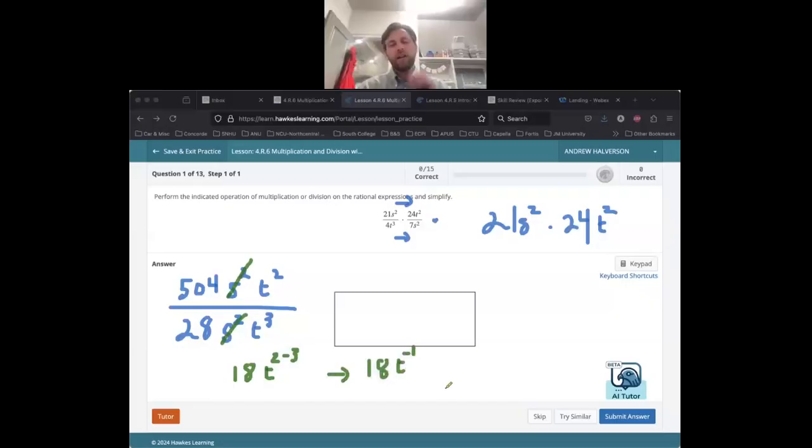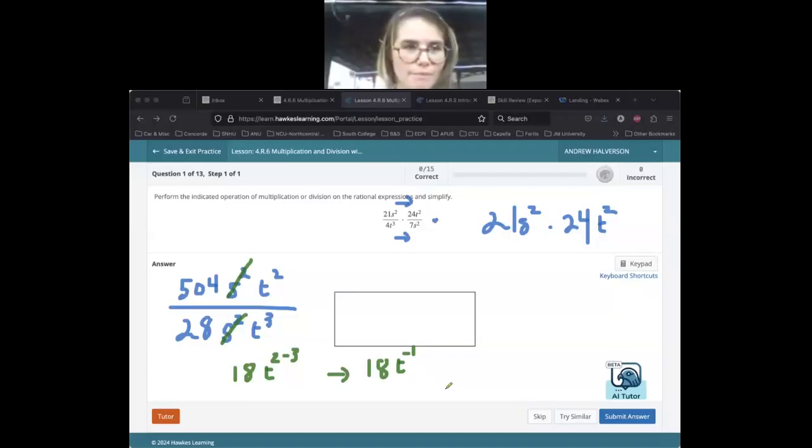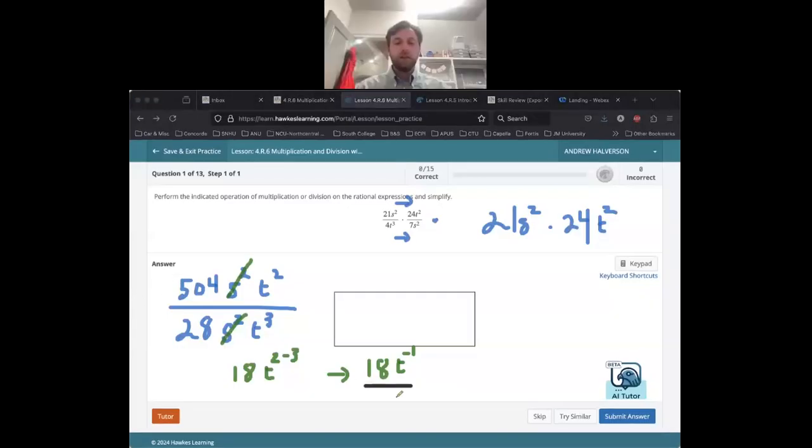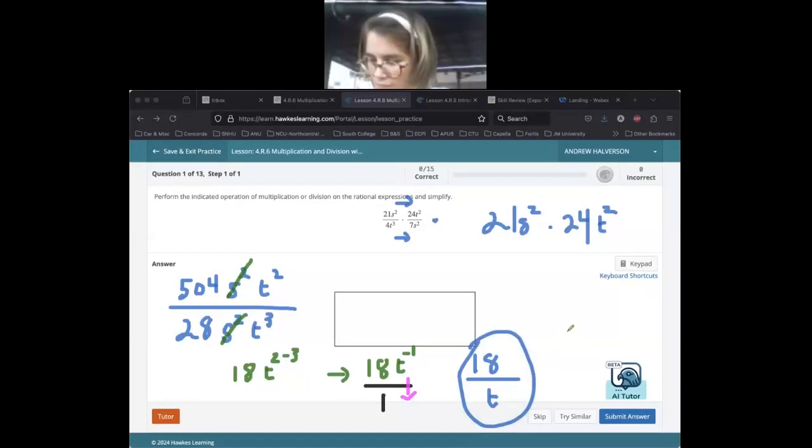How do we resolve the -1 power? You bring it to the bottom. Remember, it's still a fraction, 18 over 1. The negative causes the t to move to the other side. So shoot the t down. And so what do we get? 18 over t. Just the t moves, not the 18.